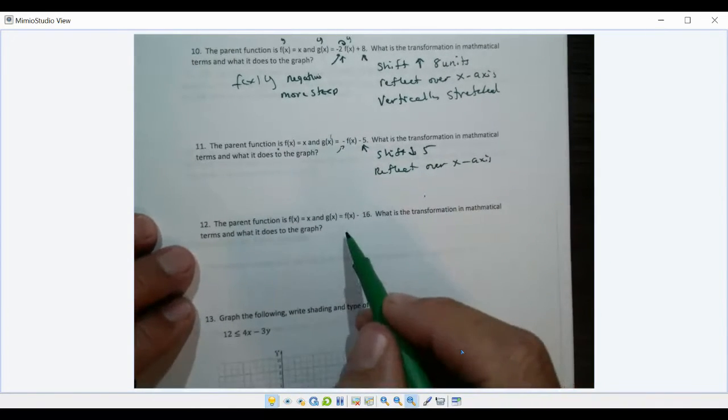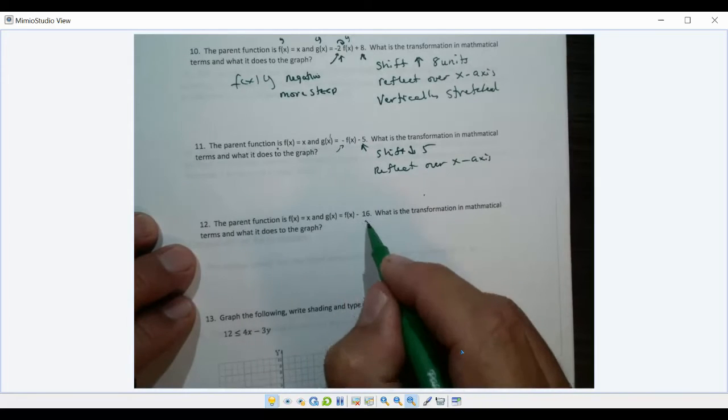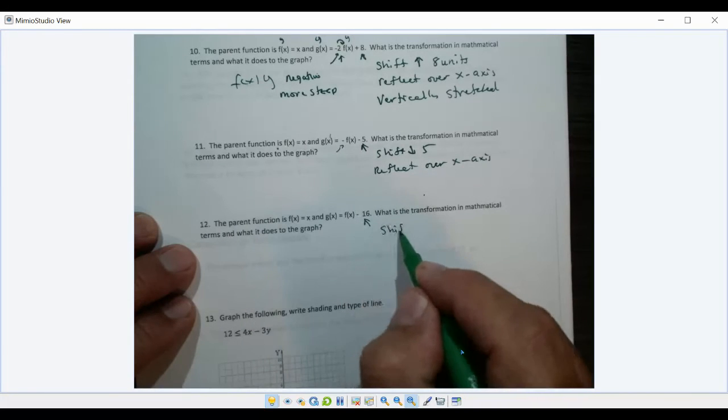All right, so here's this one. This one's a nice, easy one. It looks like the only thing it does is shift down 16 units. That's it.